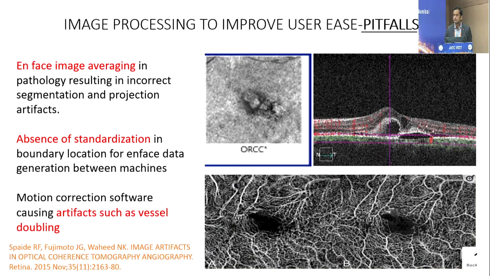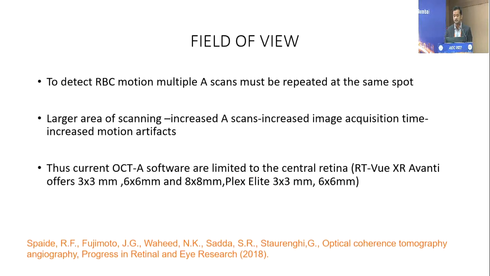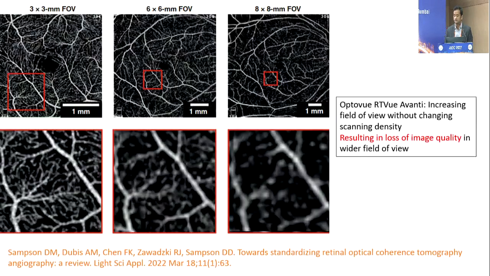So various image processing softwares and algorithms have been made in literature, but none of them are standardized at present, and they may themselves have artifacts such as vessel doubling, so it makes it very difficult to read the images. Another limitation is the field of view. Although newer machines are coming up with wider fields of view, they are not of much use clinically. Right now what we have is a very limited field of view, and the wider fields of view are associated with loss of image quality, which can make it difficult to interpret.